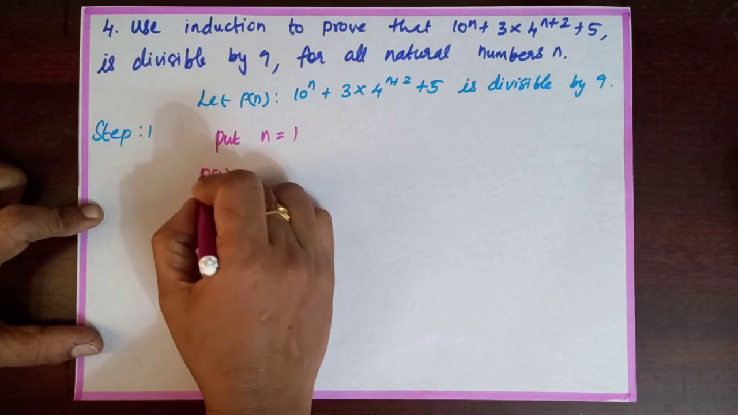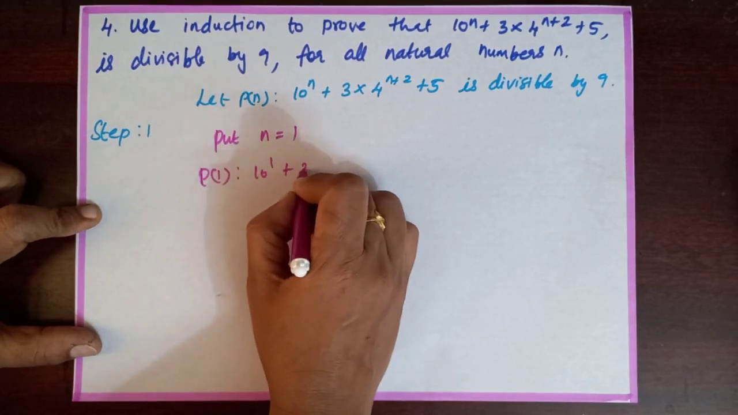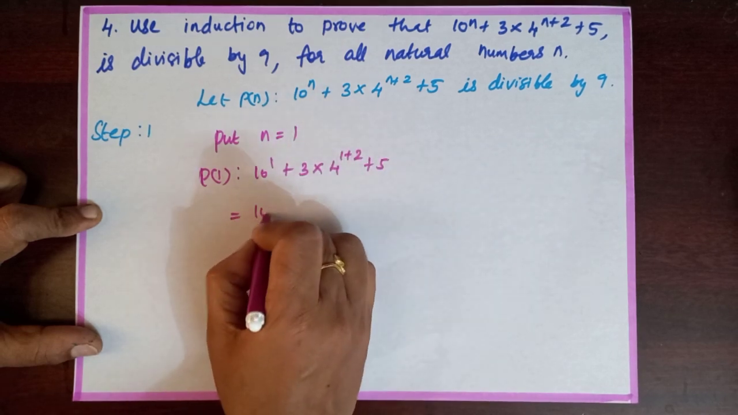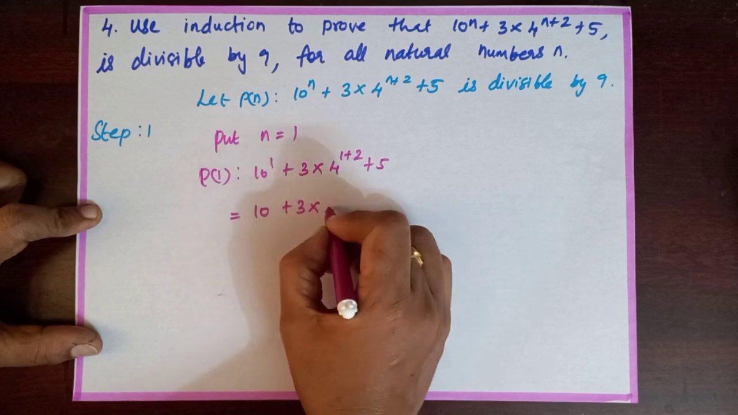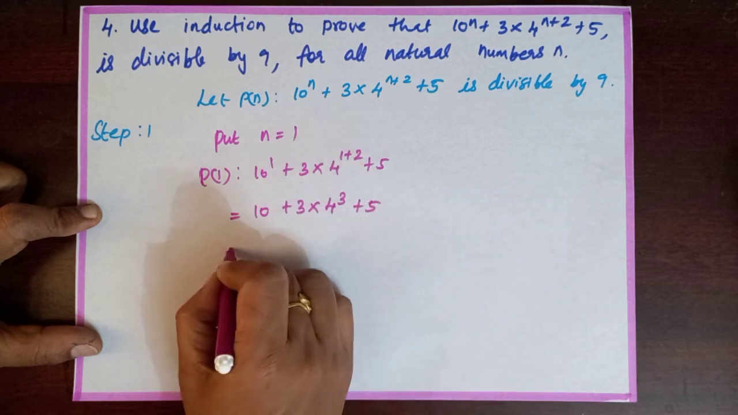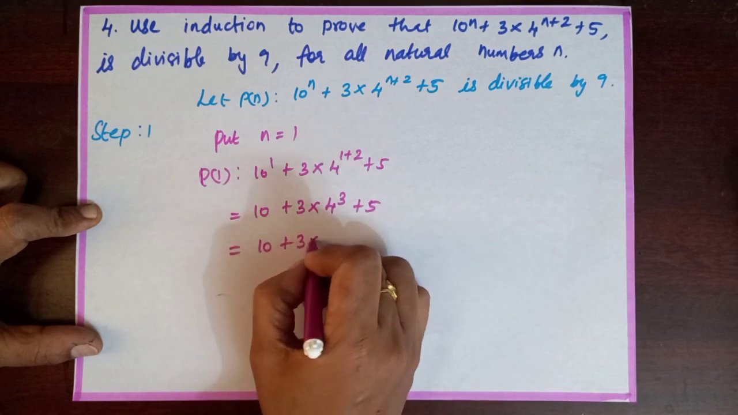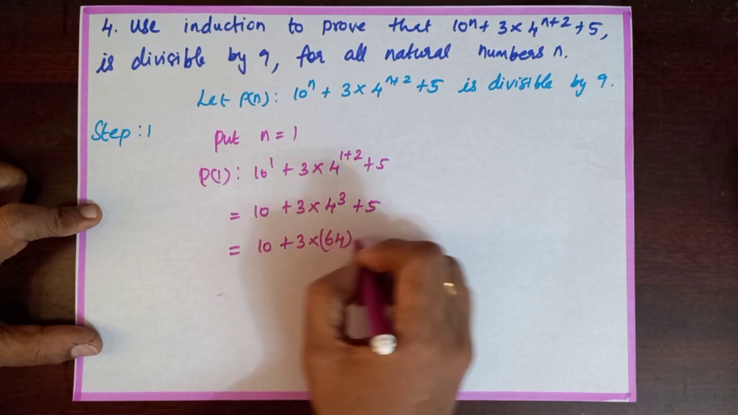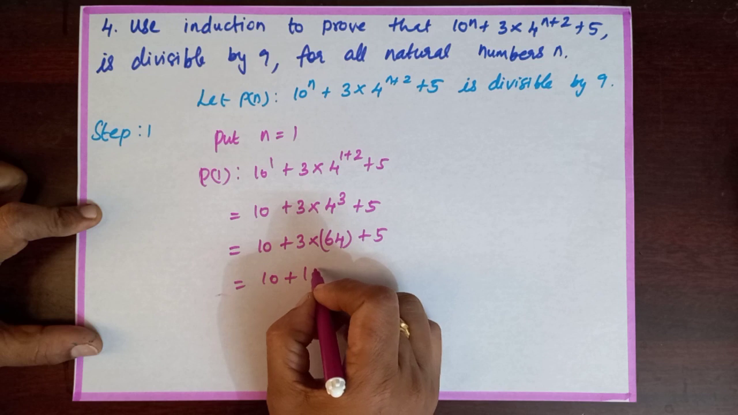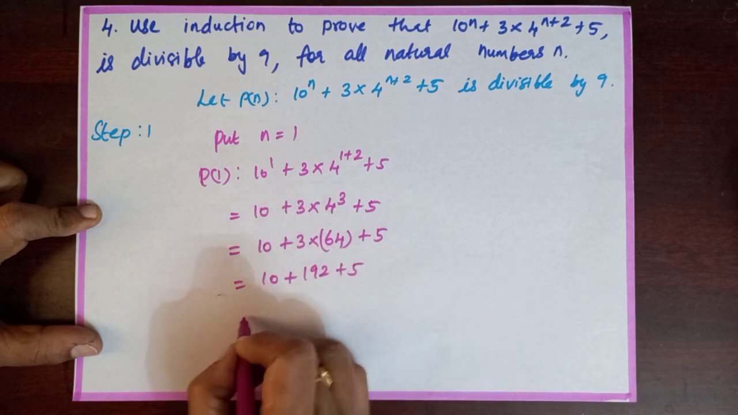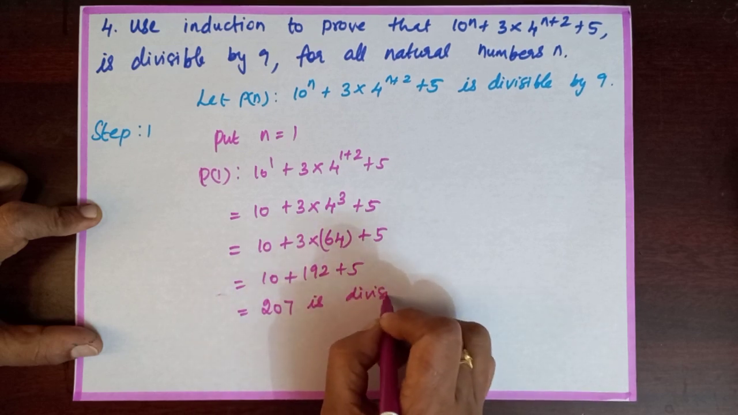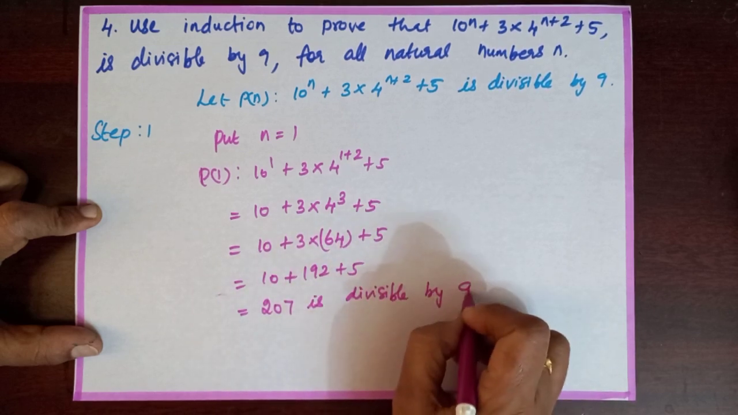Then P of 1 is 10 power 1 plus 3 into 4 power 1 plus 2 plus 5, which is equal to 10 power 1 is 10 plus 3 into 4 power 1 plus 2 is 4 power 3 plus 5, which is equal to 10 plus 3 into 4 cube is 64 plus 5, which is equal to 10 plus 3 into 64 is 192 plus 5, which is equal to 207, which is divisible by 9.